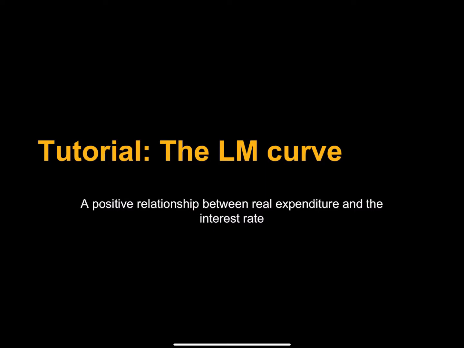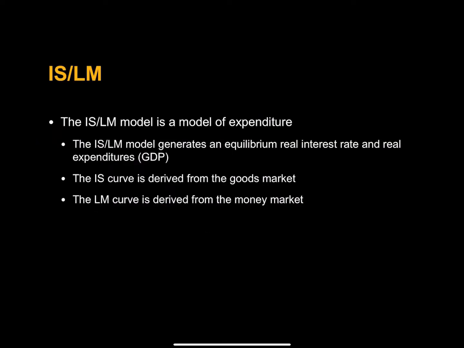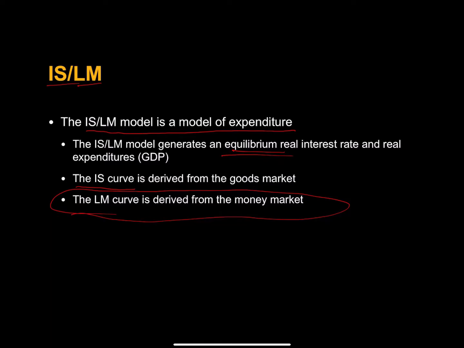In this tutorial, you're going to learn how to derive the LM curve. The LM curve displays a positive relationship between real expenditures and the interest rate. The LM curve is half of this ISLM model. The ISLM model is a model of real expenditures where real GDP, or real expenditures, and the real interest rate are determined in equilibrium. We derived the IS curve from the goods market. This video is about deriving the LM curve from the money market.